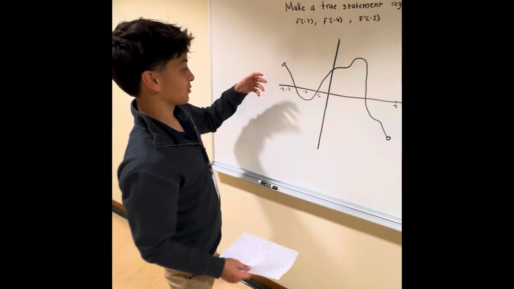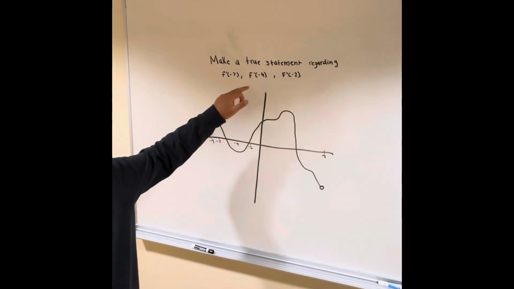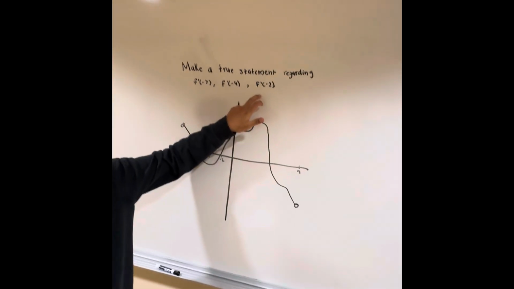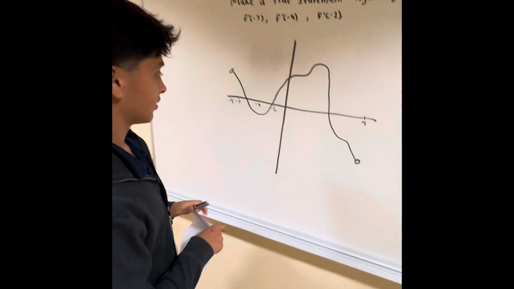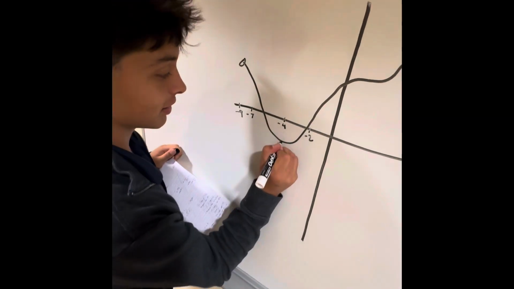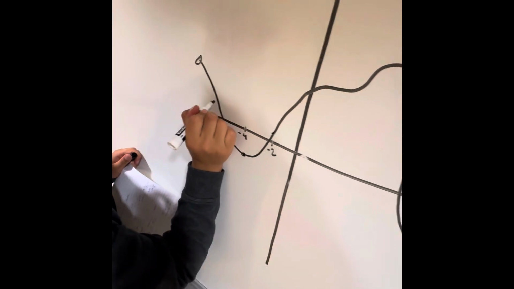Okay, so for my problem, I'm going to make a true statement regarding the points f prime of -7, f prime of -4, and f prime of -2. Here we have the graph. The points -4, -2, and -7.